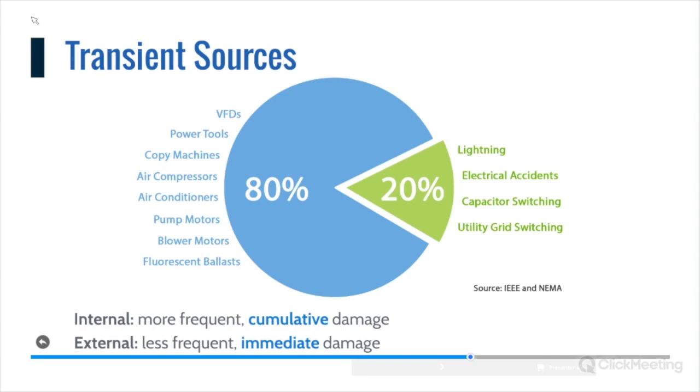So I told you we were going to talk about where do these transients come from? And you've heard this several times already during the presentation, but everybody thinks of transients as the lightning or the electrical accidents, a vehicle runs over a pole, or capacitor switching, or those kind of things. But it's only 20%, plus or minus some. But whenever you look at all the other sources that are out there, they're variable frequency drives, any power tools, air compressors that come on, copy machines.